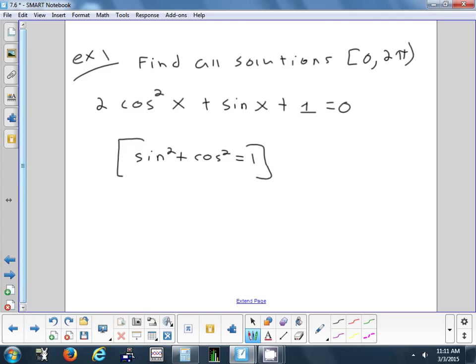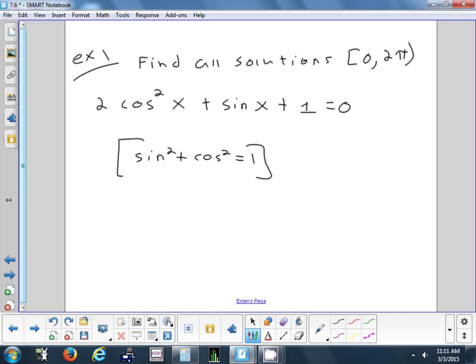All right. So this one says find all solutions between 0 and 2 pi. It's 2 cosine squared x plus sine x plus 1 equals 0. Now some people may say, oh, it looks good, you can use the quadratic formula. You've got something squared, then something, and then a constant. Why can't you use the quadratic formula the way that is?